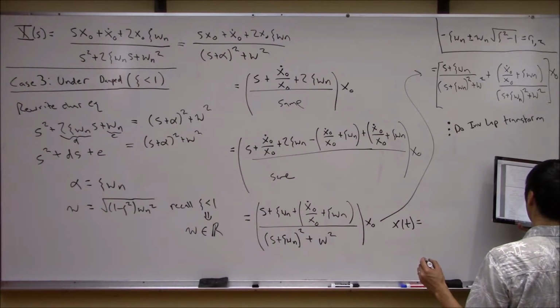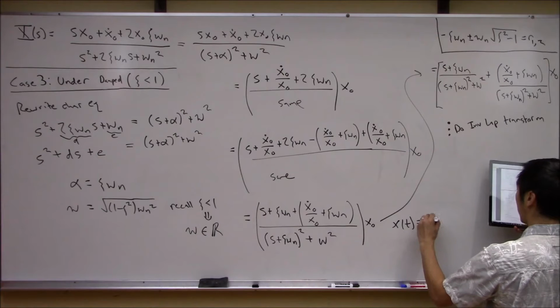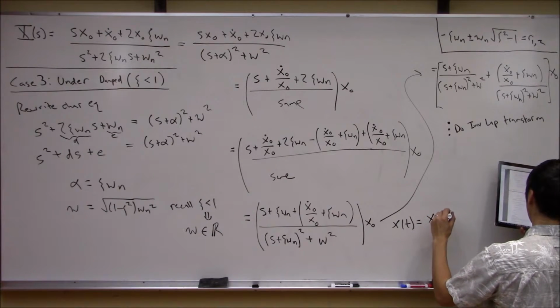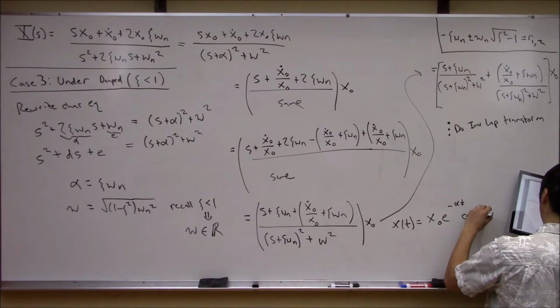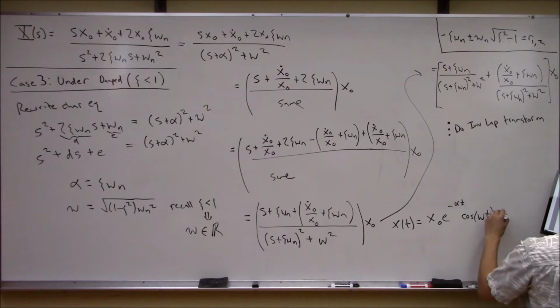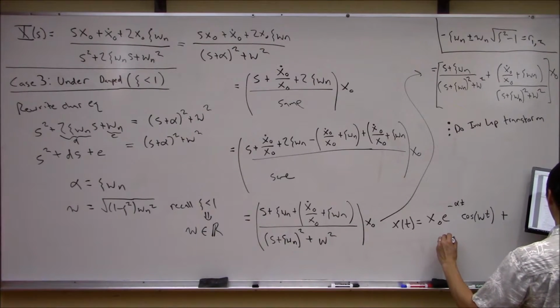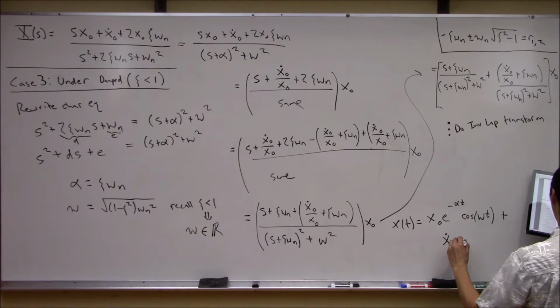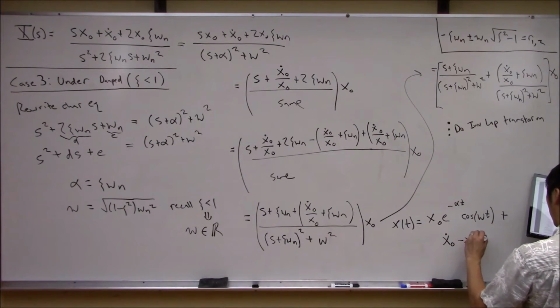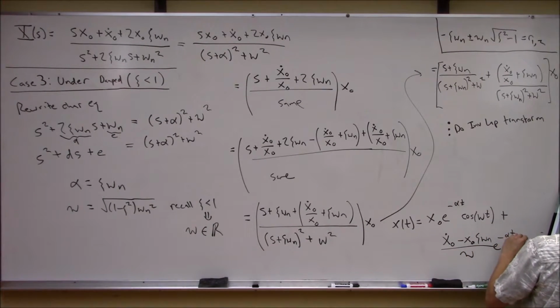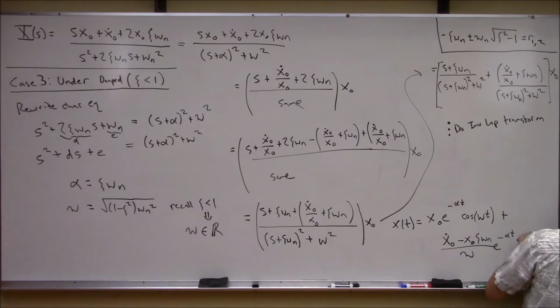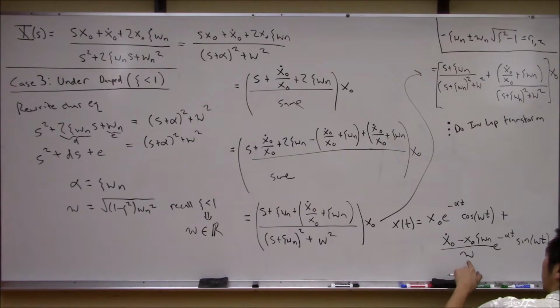This thing is going to look like x0 e to the minus alpha t cosine omega t plus another ugly constant here, x dot 0 minus x0 zeta omega n all over omega, e to the minus alpha t sine omega t. Yuck. Again, there are still some substitutions you could do. We know what alpha and omega are, so you can plug those in.